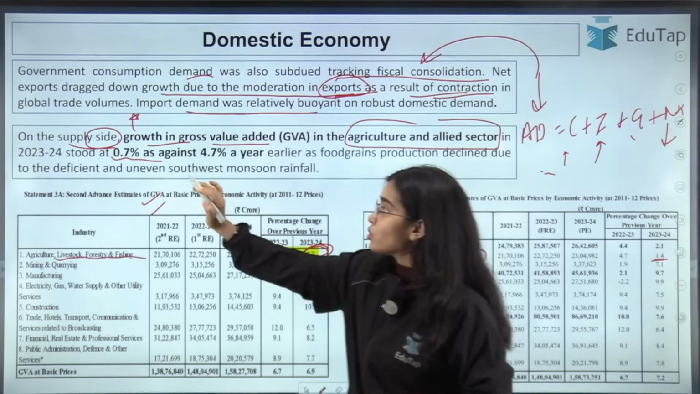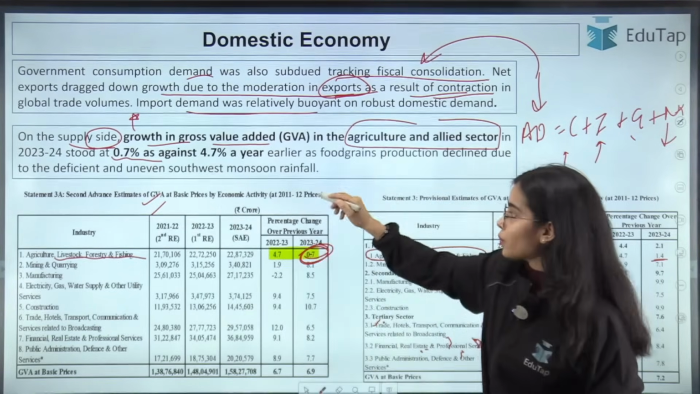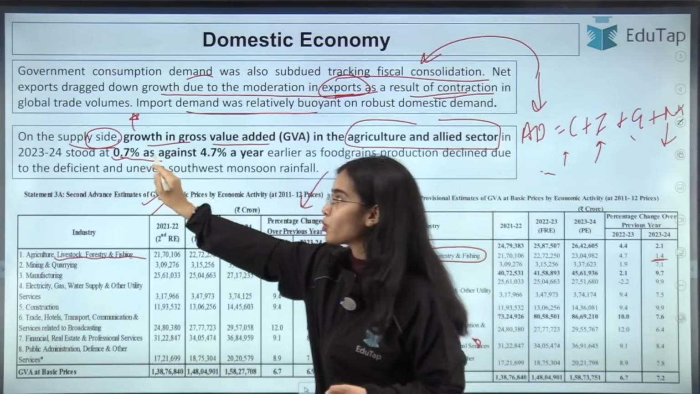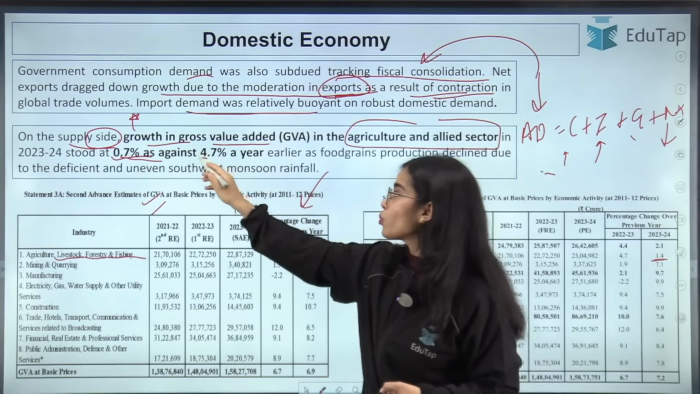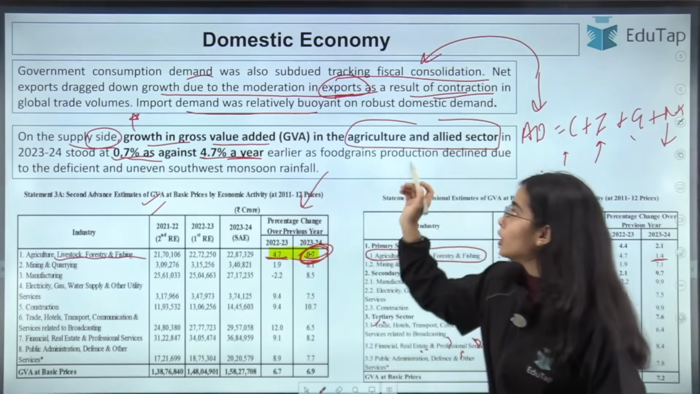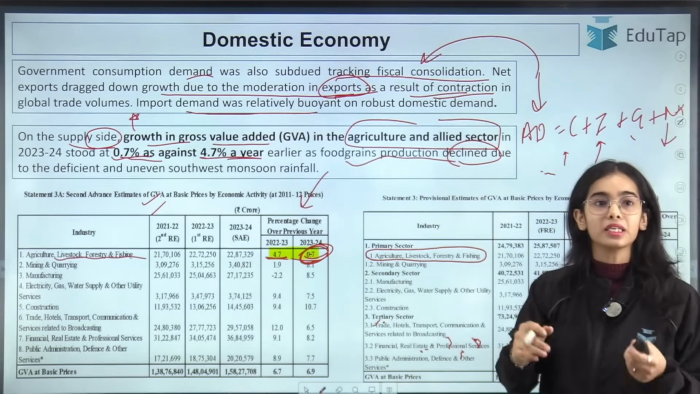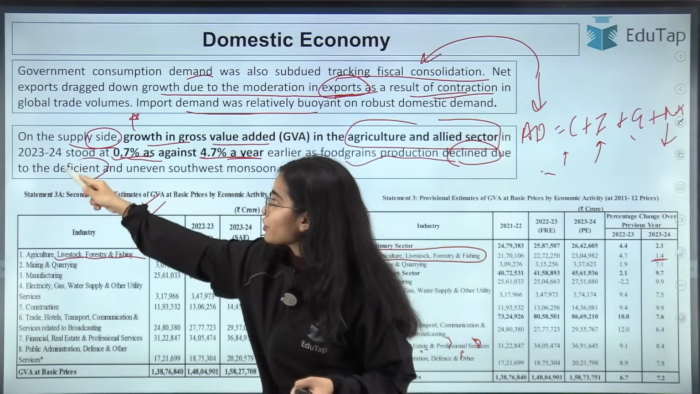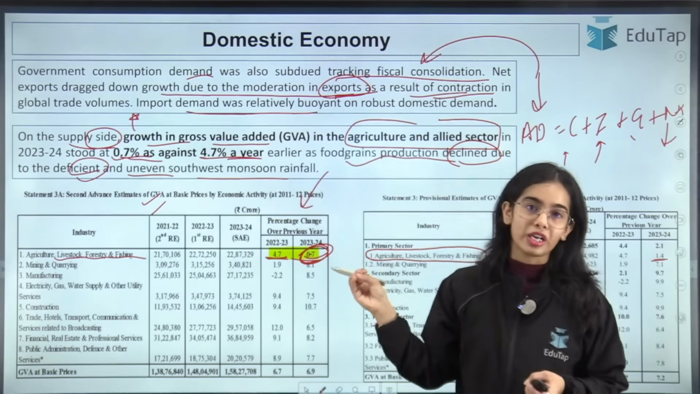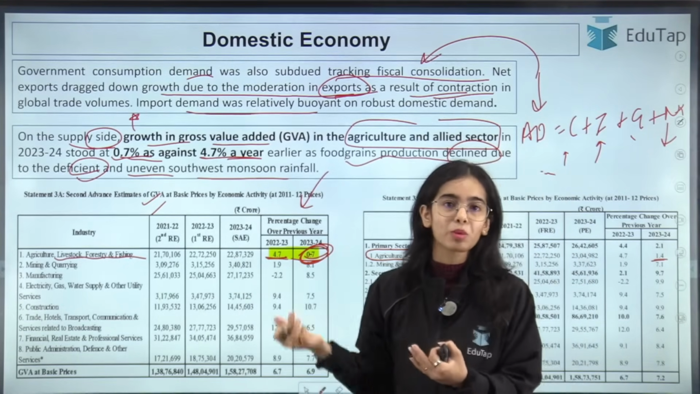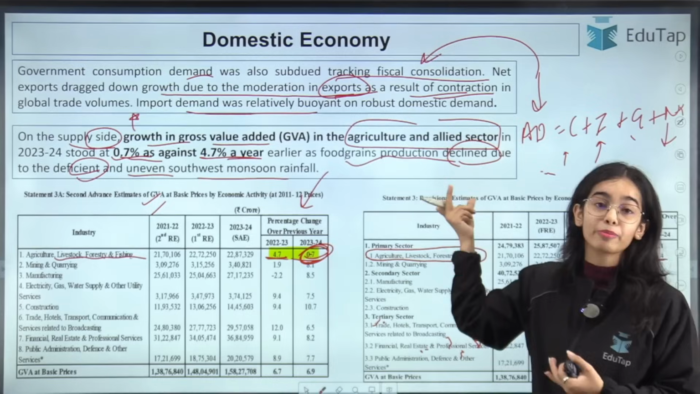On the supply side, growth in the gross value added in the agriculture and allied sector in 2023-24 stood at 0.7% as against 4.7% a year ago. Food grain production has declined due to rainfall deficiency and uneven southwest monsoon rainfall. So weather patterns are changing.